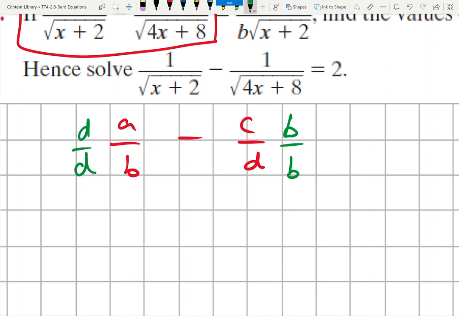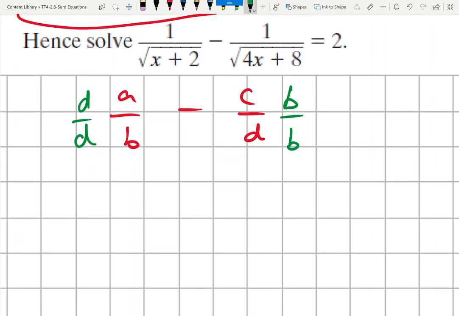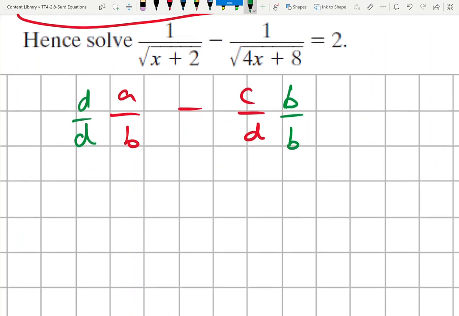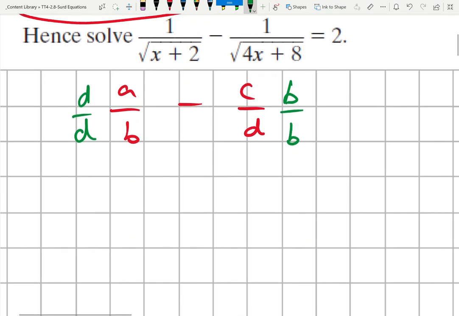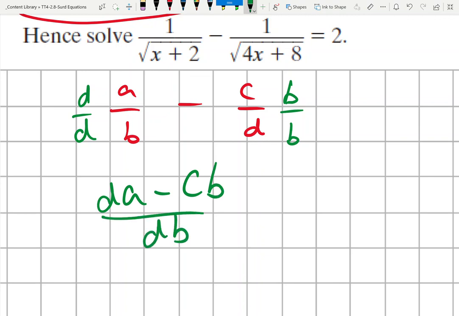Okay, so d over d gives us a common denominator both sides, and b over b gives us a common denominator. So what you have now is dA minus cb over db. Go back to the red stuff now, and I'll use a black pen. Your dA comes from that, and minus cb comes from that, where you pick up the minus C as a factor. It's like saying this is plus with a minus on the C.